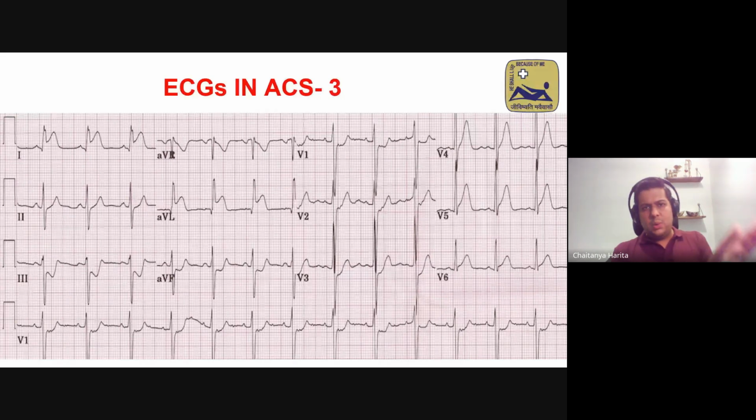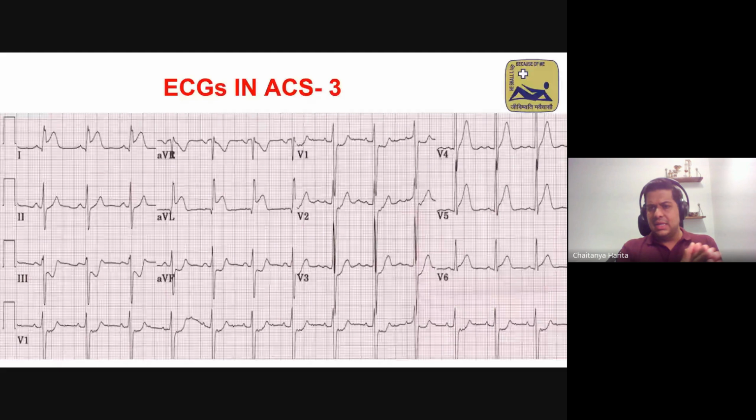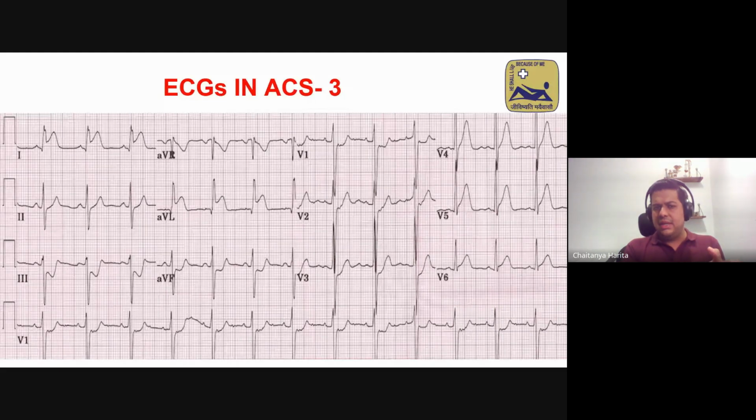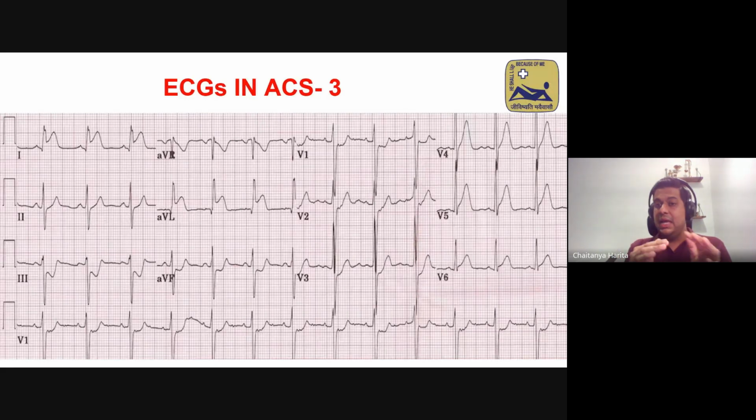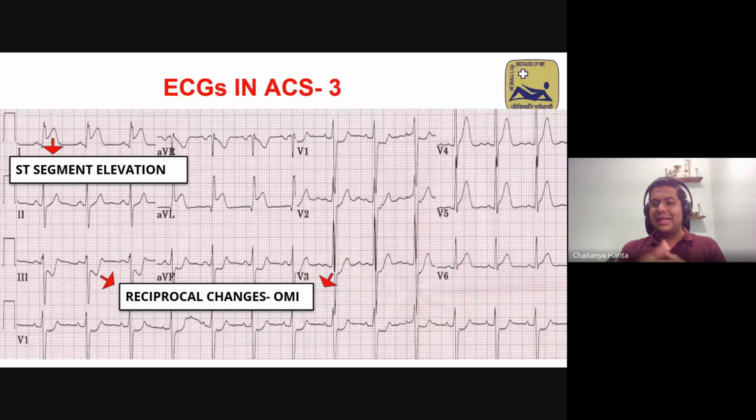You got ST elevation in AVL, so you said, yes, this is a lateral wall myocardial infarction. But why am I getting ST depressions in 3, in AVF and V1 to V3? A lot of people have asked me, is this a mixture of STEMI and NSTEMI? Can the same patient have STEMI plus NSTEMI? Not really. These changes are called reciprocal changes.